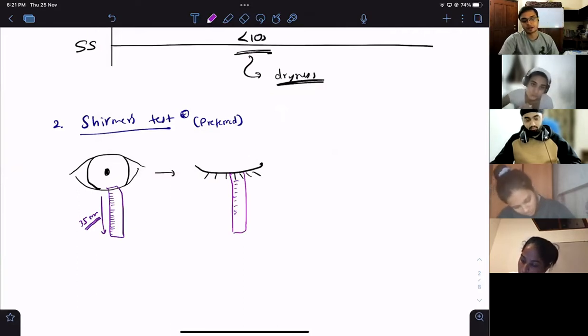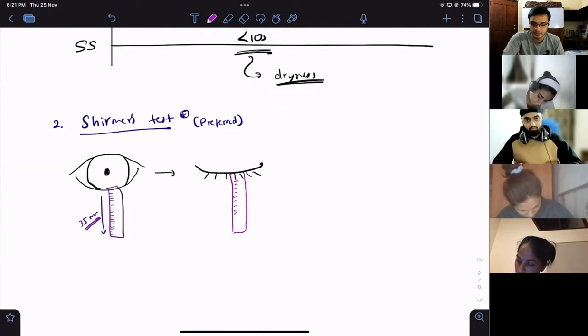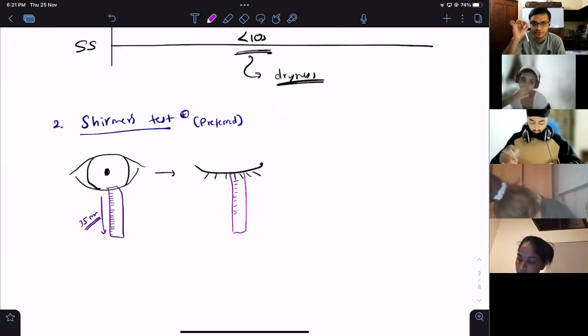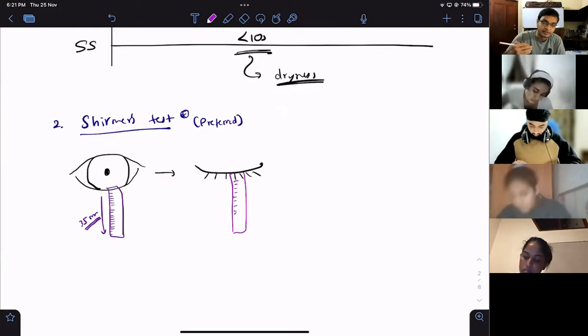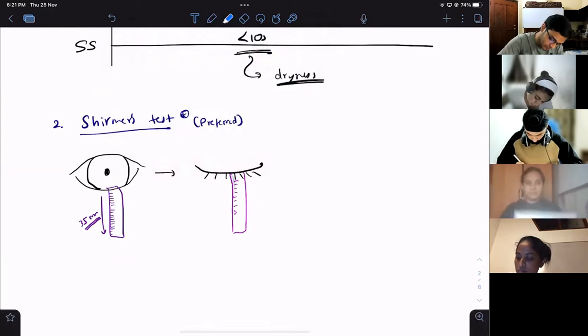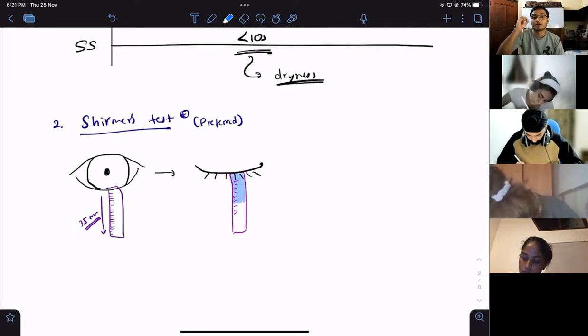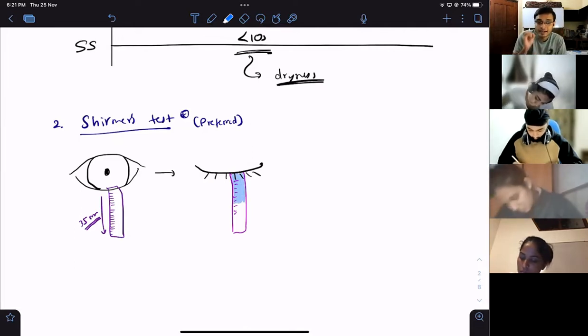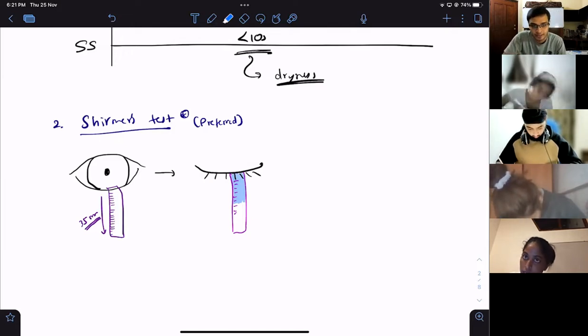What will happen, guys? We wait for 5 minutes. What happens along this filter paper? The tear starts seeping in. The filter paper will start getting wet, and the liquid moves downwards little by little.